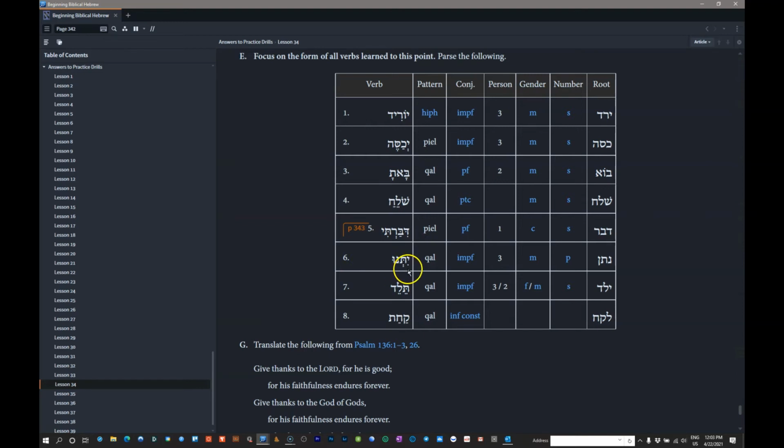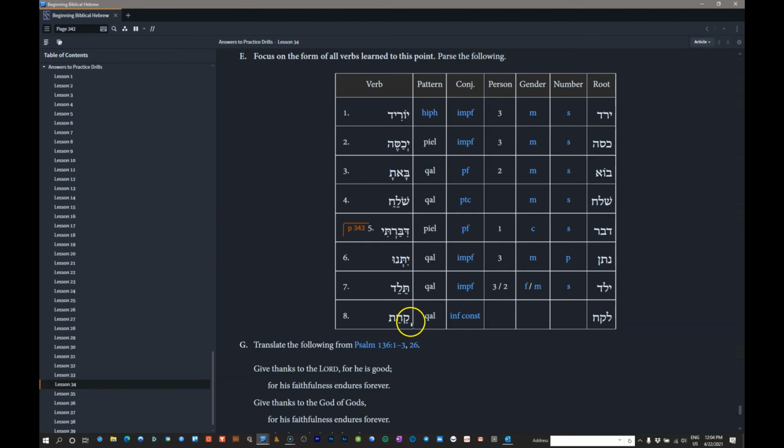Number 6, here we've got this weird Natan verb. We've got a Yod Hirik prefix, which is Qal, and so it's an imperfect form, and then the Shureq suffix is going to be 3mp. Number 7, we've got Yalad, but because it's a first Yod Vav in the Qal, Yod's going to drop off and you're going to get the Tsere pattern. So Yalad is going to be Qal imperfect, either 3fs or 2ms of Yalad.